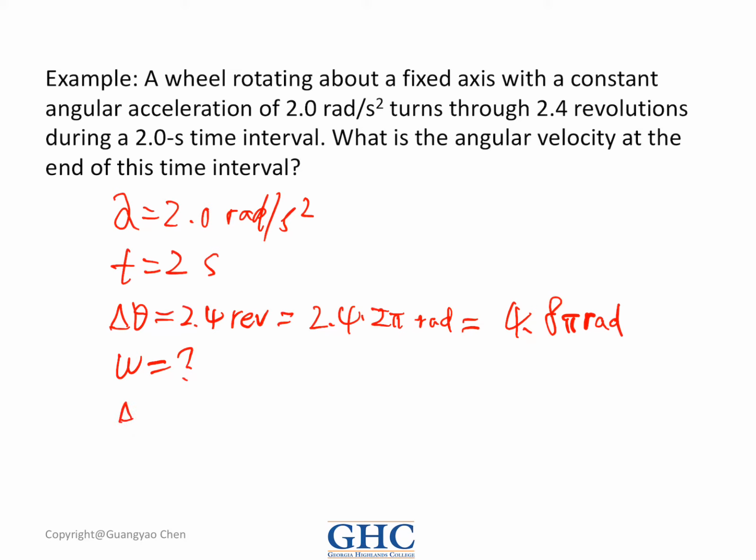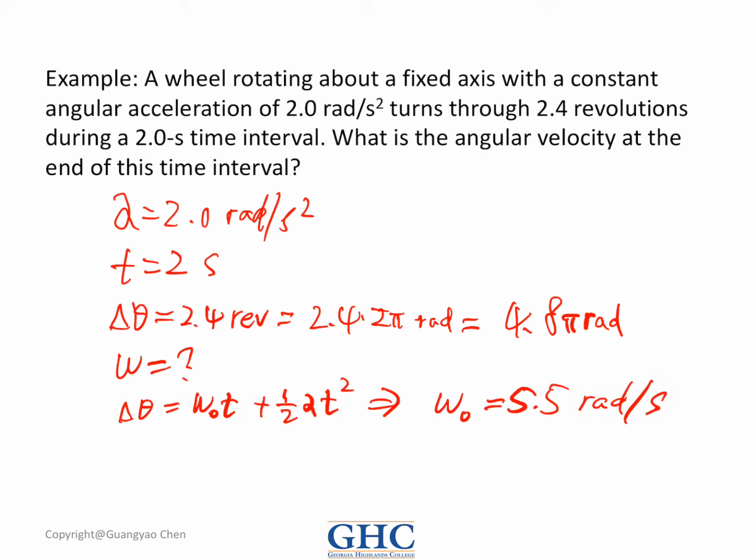So using that one, you should have angular displacement equals omega 0 t plus 1/2 alpha t squared. If you plug in all the numbers, you find omega 0 is 5.5 radians per second. The final velocity is omega 0 plus alpha t, which is 9.5 radians per second.